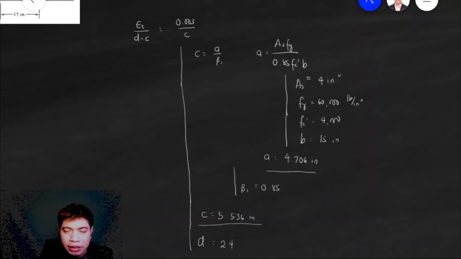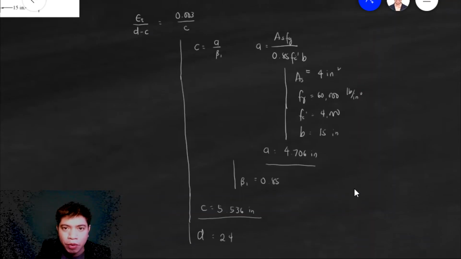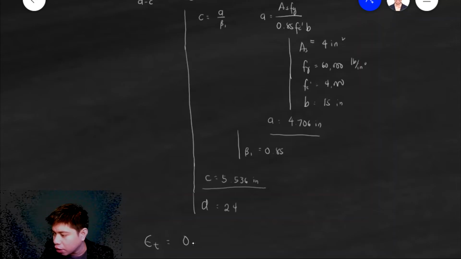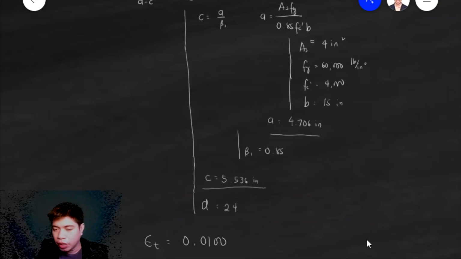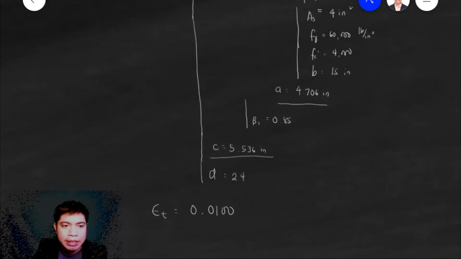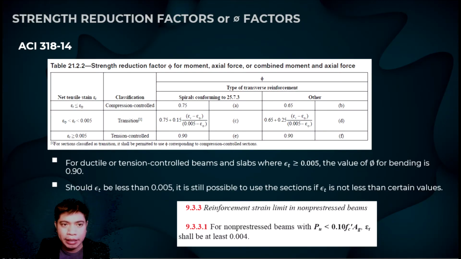So substitute natin dito sa ating ratio proportion sa taas, then makukuha natin si tension strain. So ang lalabas guys sa tension strain, pag kinalculate nyo siya is 0.0100. Okay? So, ngayon, since nalaman nga natin na the tension strain, paano natin siya ngayon gagamitin? So, balikan natin guys yung ating table.